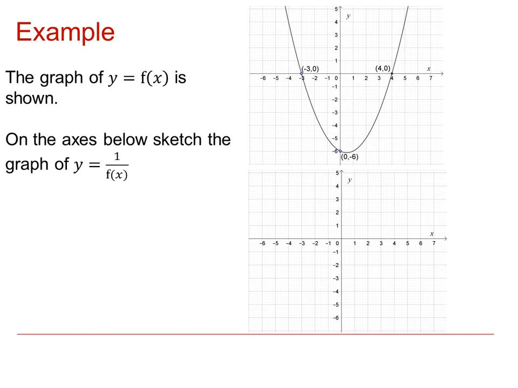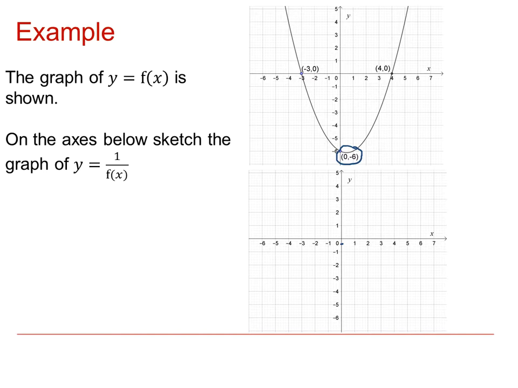First of all, if we have the point 0, negative 1/6 on the graph of f of x, then y is 1 over negative 1/6, which must be equal to negative 6. So we can see that it must cross the y-axis at negative 1 over 6.